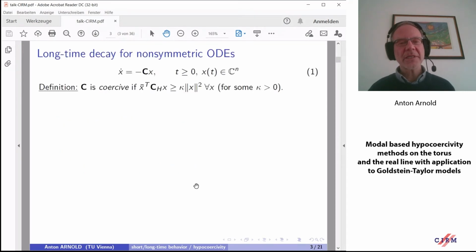So let me start with the simple ODE story. I'm looking here at this linear ODE with a non-symmetric matrix C. And I call this matrix coercive if it satisfies this inequality for some positive kappa.